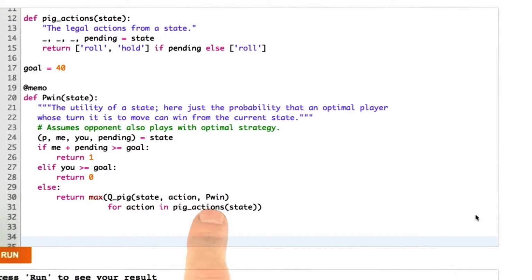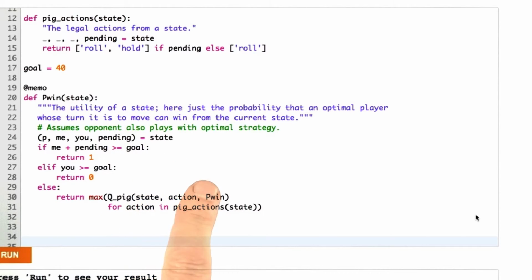So for all the actions, among all the actions I can do, look for the Q value of that action from the current state according to the utility function. Try to maximize that, and that's going to be my probability of winning. So that's saying I can make the best choice that I can.